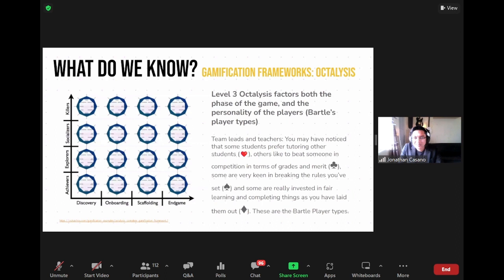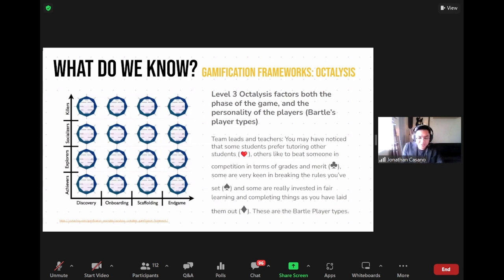Okay. So team leads and teachers, you may have noticed that some students prefer tutoring other students, di ba? That's their point of contribution. Parang it's what they're most happy to do. Others like to beat someone in competition in terms of grades and merit. So those are the clubs. The ones who like tutoring other people, we call them the hearts. Some are very keen on breaking the rules you've set, trying to see what they can and cannot do. Those are the spades.